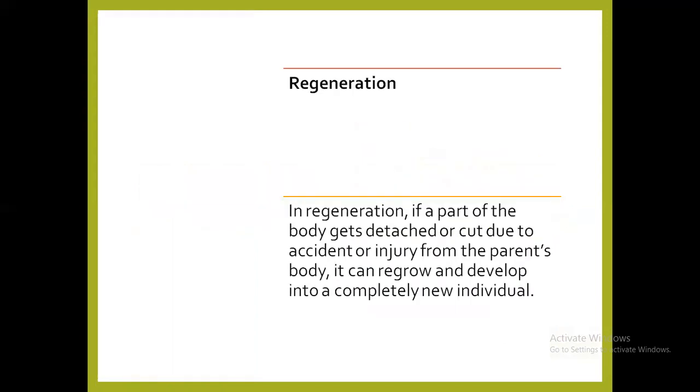Next is regeneration. In regeneration, a part of the body gets detached or cut from the parent's body due to accident or injury. It can regrow and develop into a completely new individual. It is carried out by multiplication of special cells which undergo changes and form similar types of cells and tissues like the original. Hydra, flatworm, starfish, and earthworm are capable of regenerating their lost parts. So hydra shows both budding as well as regeneration.